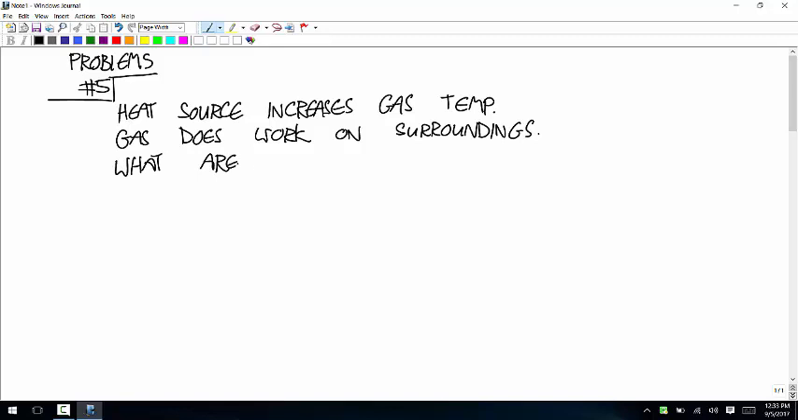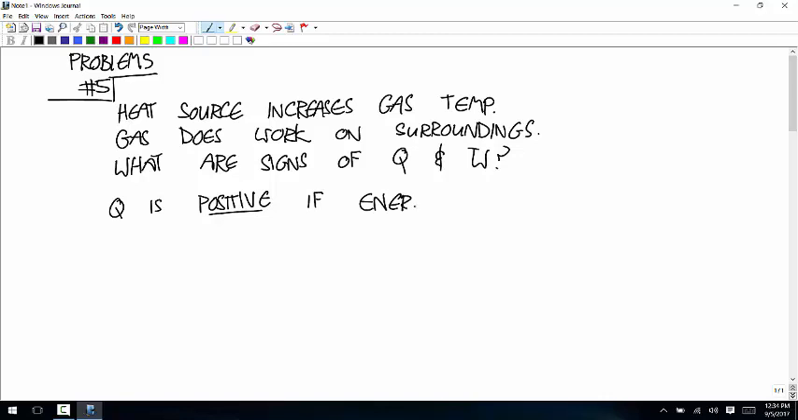So what are the signs of Q and W? That's right. I was wondering if you could explain more as to why. Yeah, okay, so Q is positive if energy is added to the system, yeah, through heat.